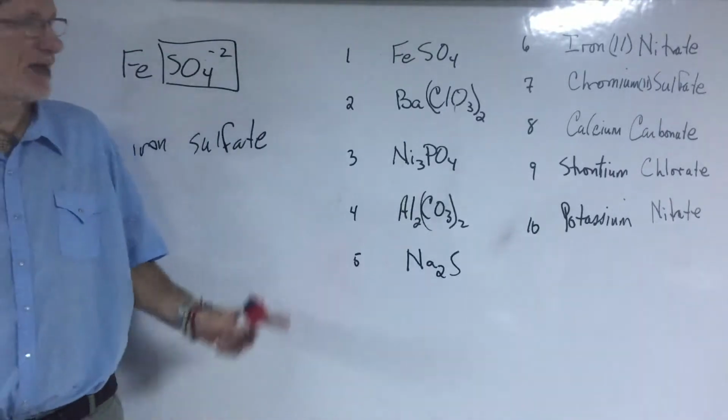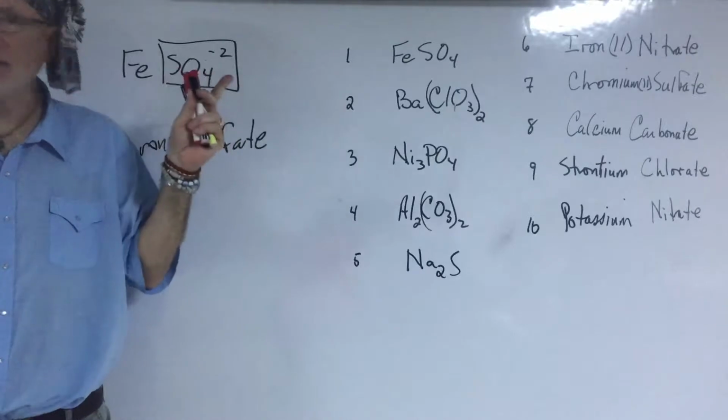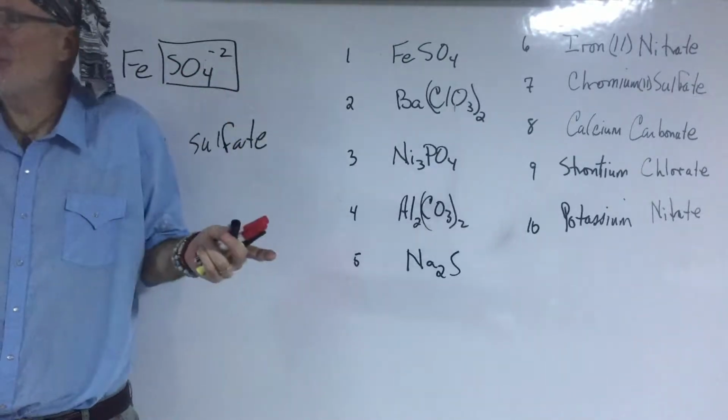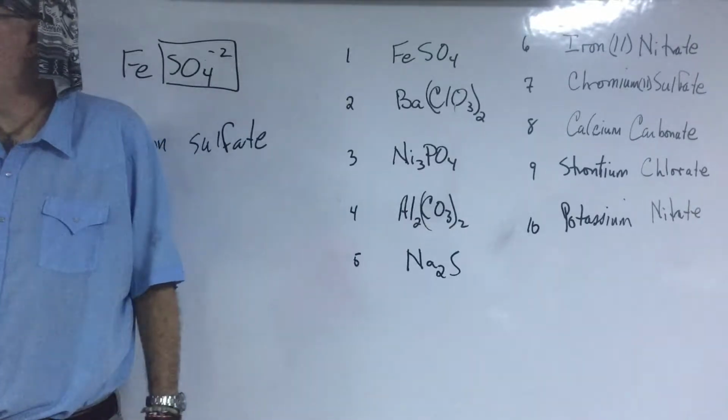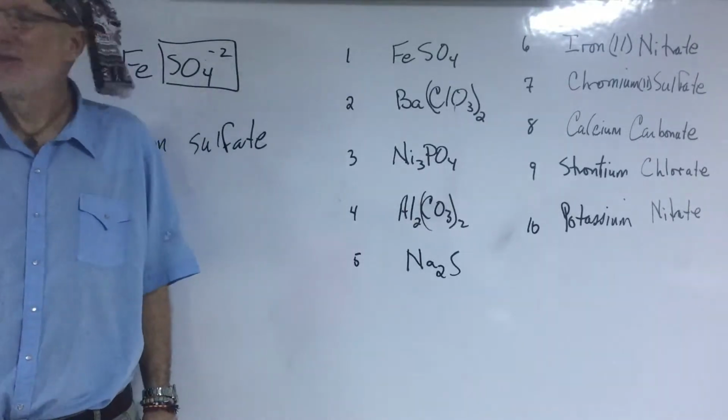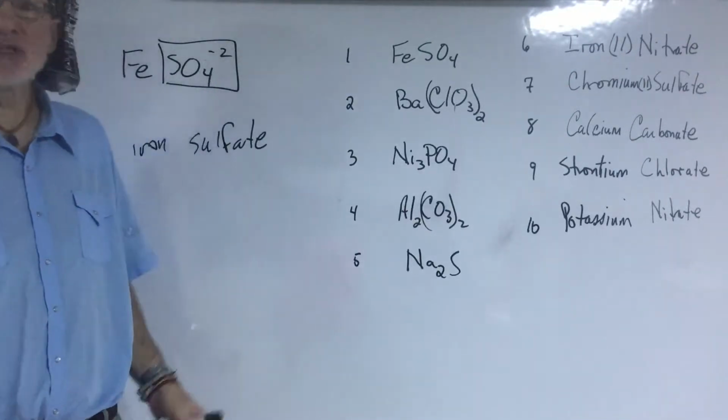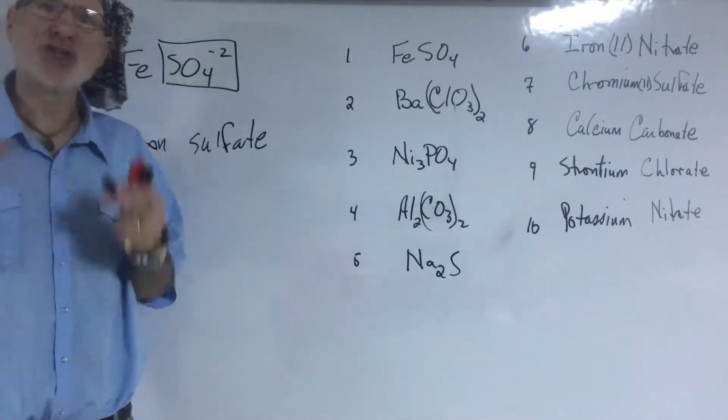There's only one sulfate, right? Isn't there only one sulfate? You can't count? How many sulfates are there? There's one sulfate. So what's the total negative charge?